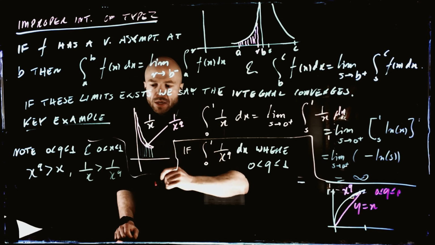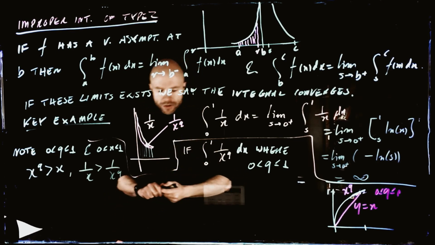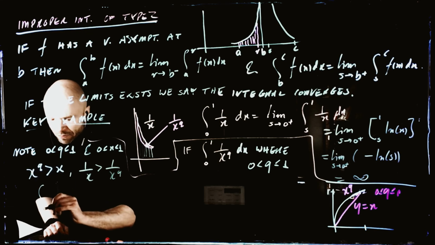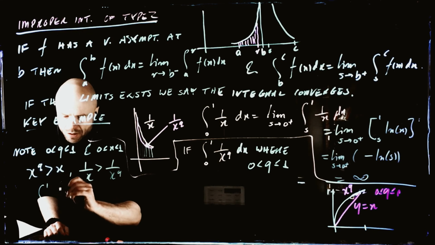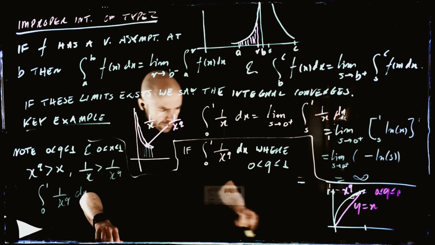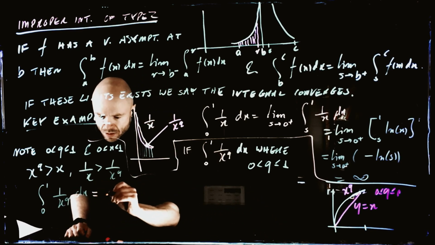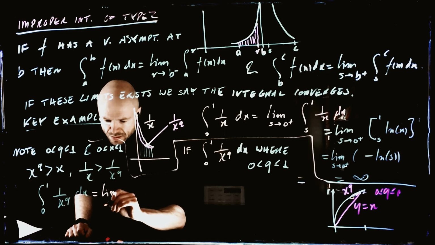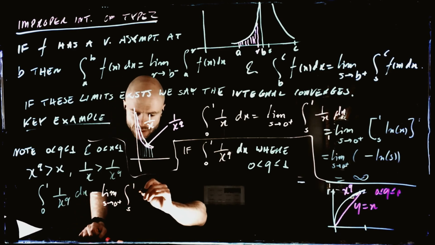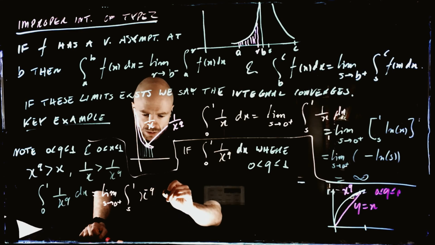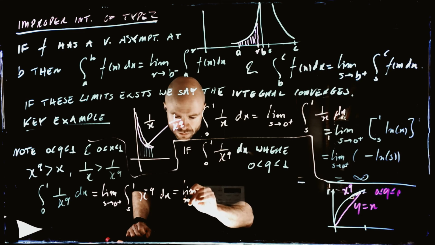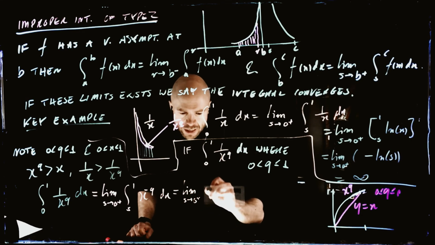So it might work. It might have finite integral, and it turns out it does. We could just calculate it. So then the integral from 0 to 1 of 1 over x to the q dx is the limit as s goes down to 0 of the integral from s to 1. Let's write this as x to the minus q dx. And that's the limit as s goes to 0 from the right-hand side.